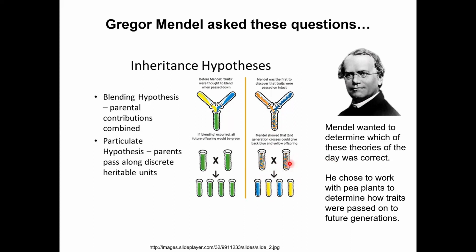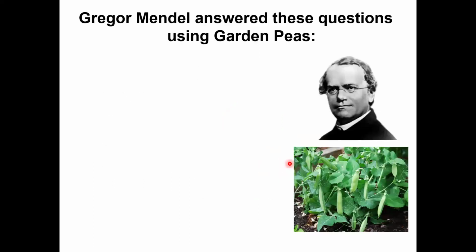And what Mendel did was he wanted to figure out what was actually happening. He wanted to know which one of these theories of that time was correct, and he chose to use pea plants to figure out how this all works.